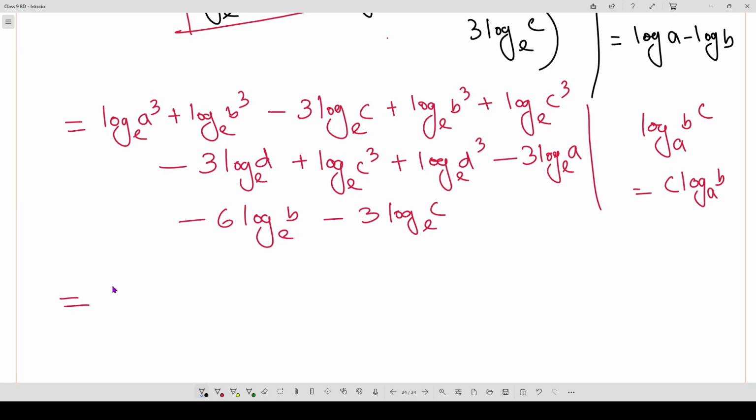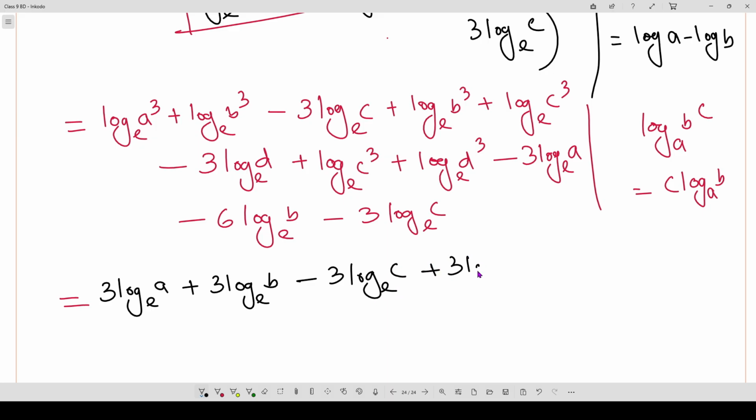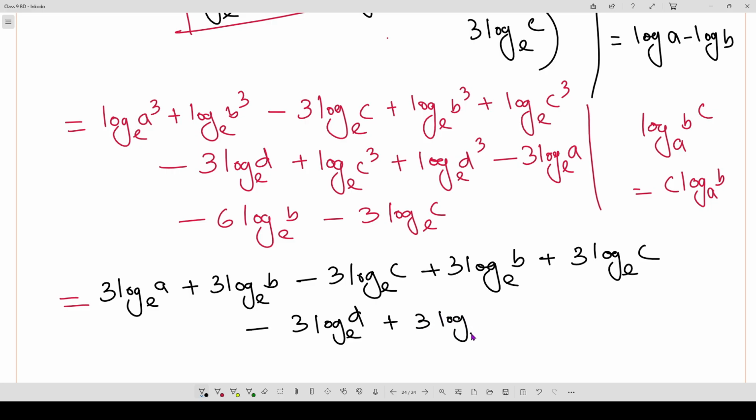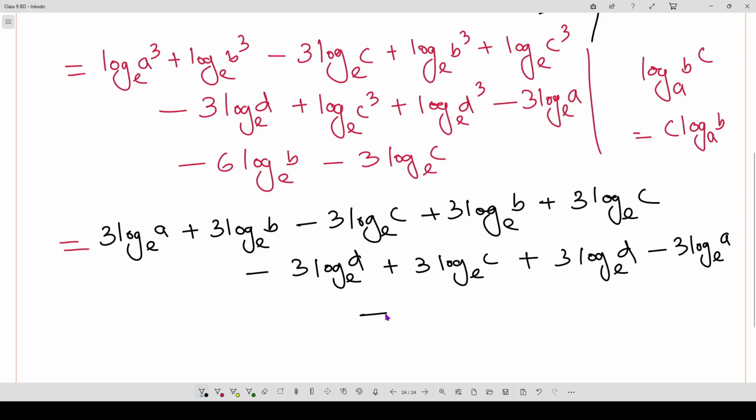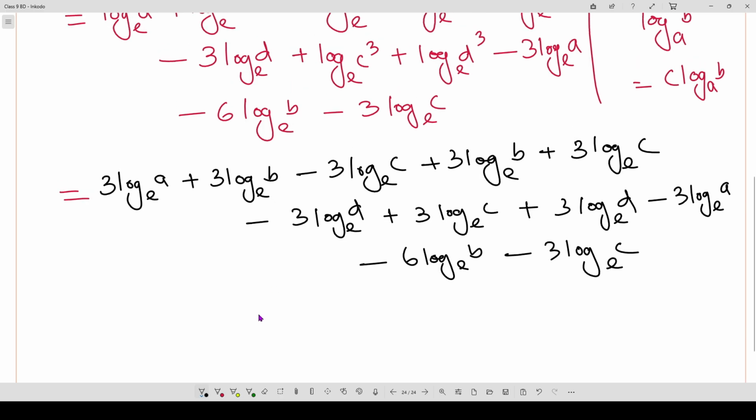Now these 3 will become 3 log base e a plus 3 log base e b, then minus 3 log base e c, plus 3 log base e b, plus 3 log base e c, then minus 3 log base e d, plus 3 log base e c, plus 3 log base e d, minus 3 log base e a, and finally minus 6 log base e b minus 3 log base e c.